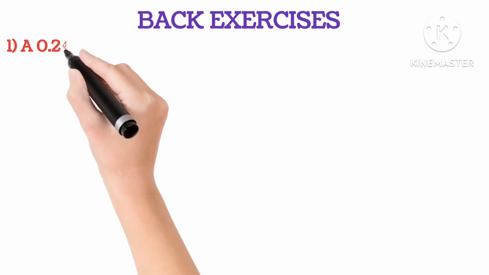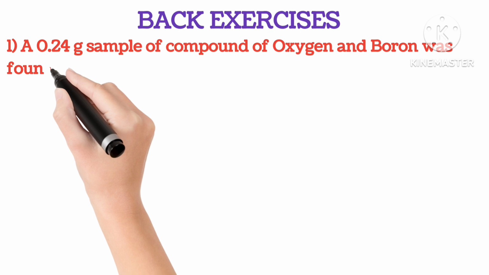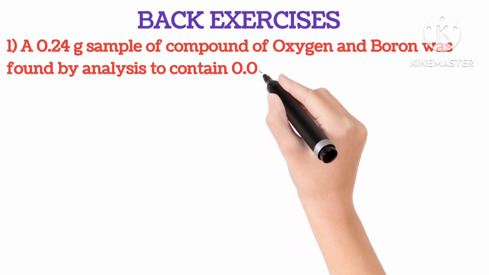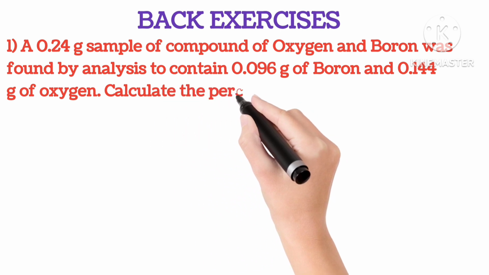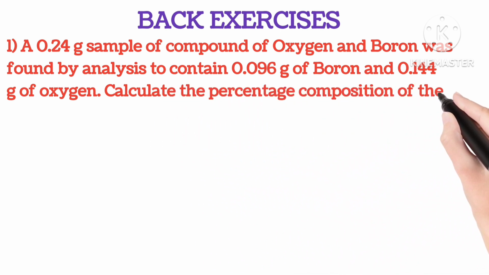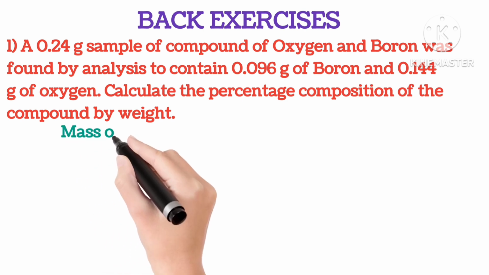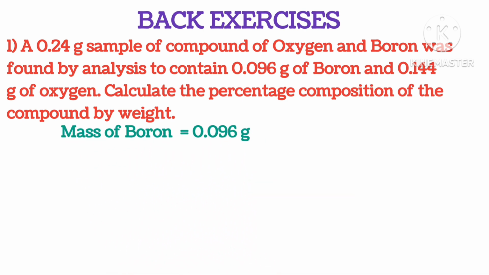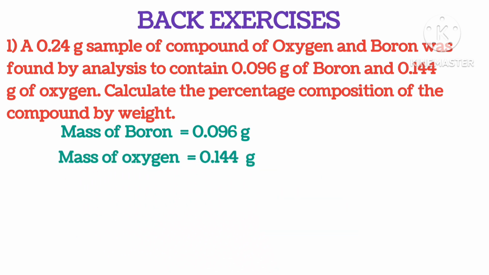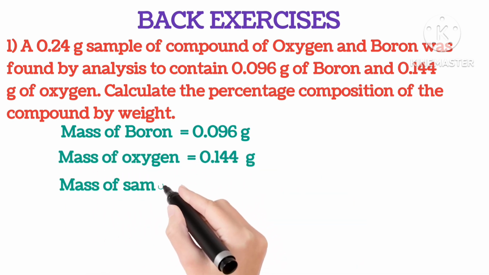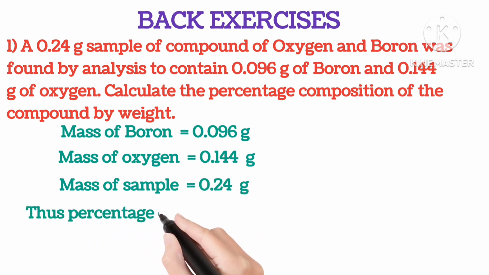Back exercises. A 0.24 gram sample of a compound of oxygen and boron was found by analysis to contain 0.096 grams of boron and 0.144 grams of oxygen. Calculate the percentage composition of the compound by weight. So mass of boron is 0.096 grams, it's given. Mass of oxygen given is 0.144 grams. So mass of the sample is 0.24 grams, that is also given.